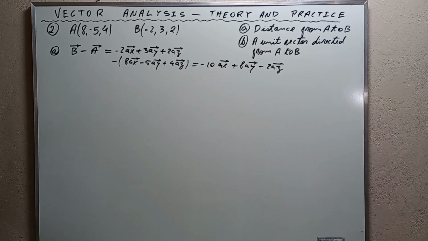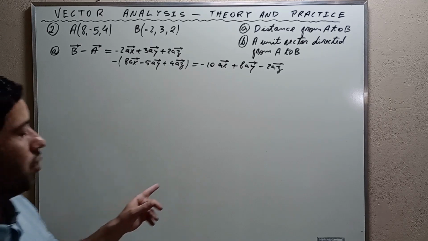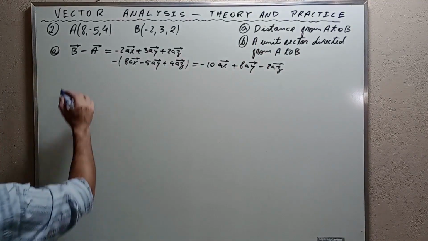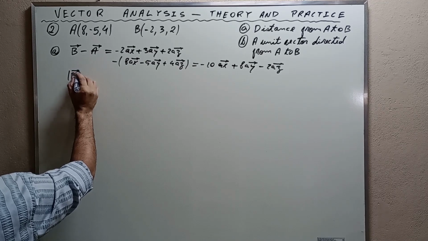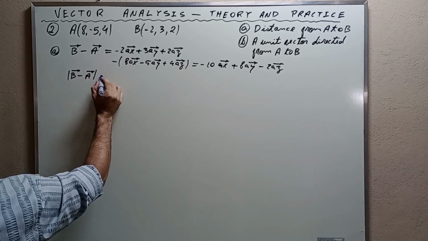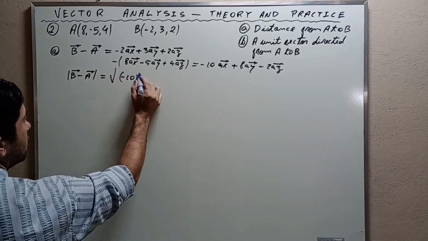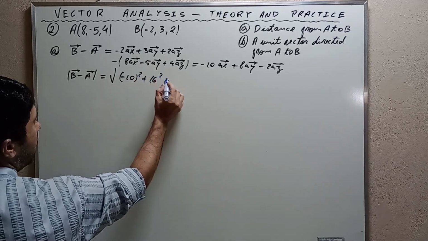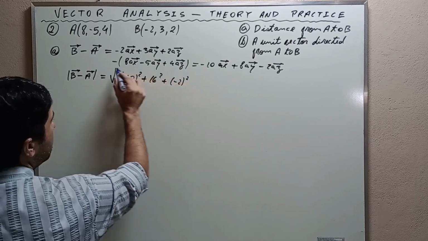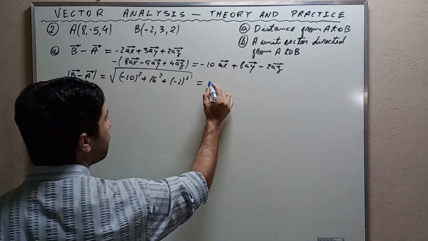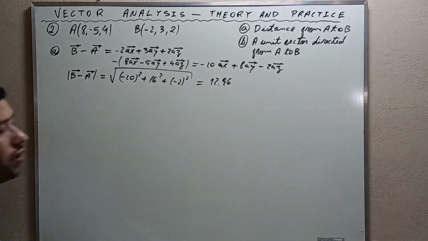The exercise wants us to calculate the magnitude of the vector, which can be understood as the distance from A to B. And then we find simply that the magnitude will be equal to the square root of negative 10 squared plus 16 squared plus negative 10 squared, and this is equal to 12.96.